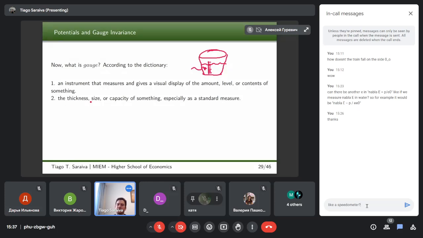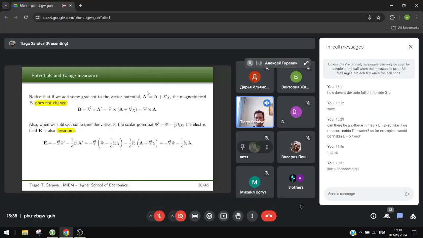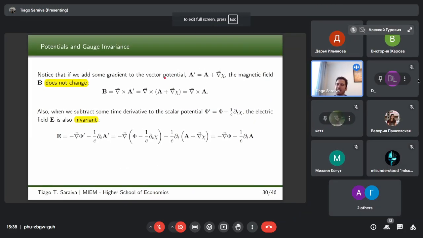And the second meaning is thickness, size, capacity of something, you know? Usually in guns, you have this stuff like gauge, shotgun, gauge 12, you know? There's this big shotgun that looks like this, and they say gauge 12, so it's very famous. But actually in electromagnetism, in Maxwell equation, gauge has a, oh, sorry, I missed some question here, like a speedometer. Yeah, the speedometer can be this little thing in the cars that you have.